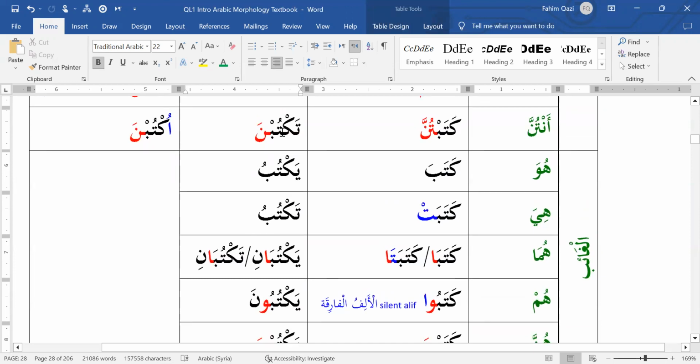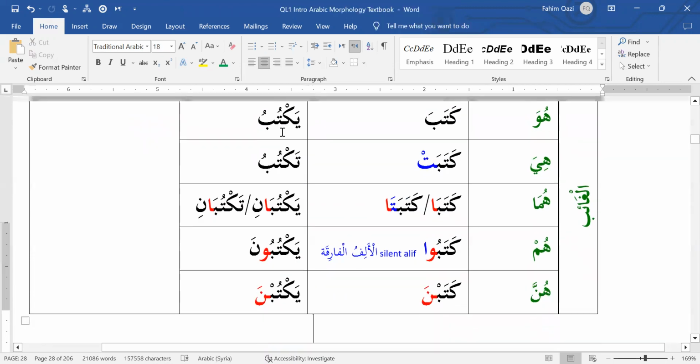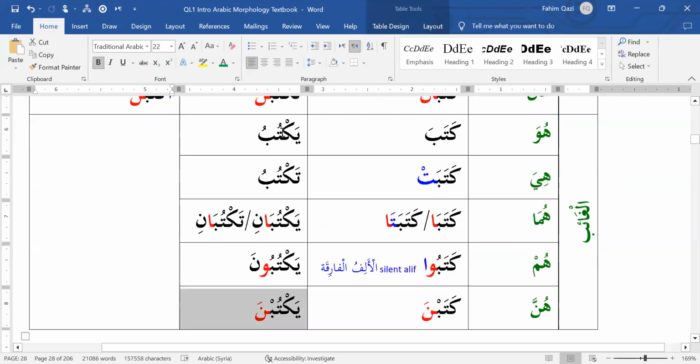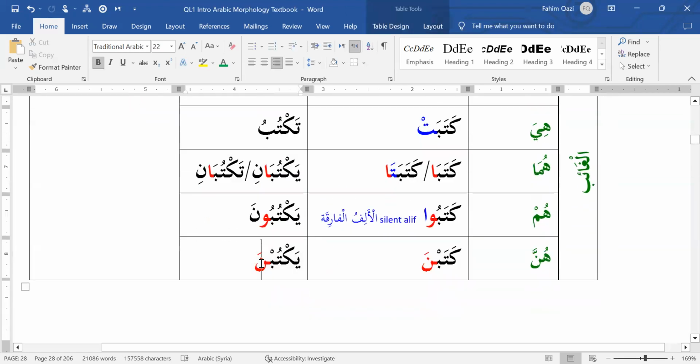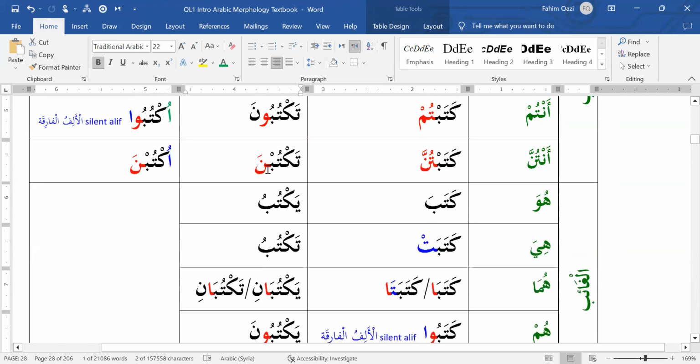And same idea here. We've got a nun here, which means antunna, right? The nun here means antunna, but the nun here means hunna. Why does the nun here mean hunna? Because the beginning of the fi'l is ya. And why is the noon, noon fatha, antunna? Because the beginning of the fi'l is ta.